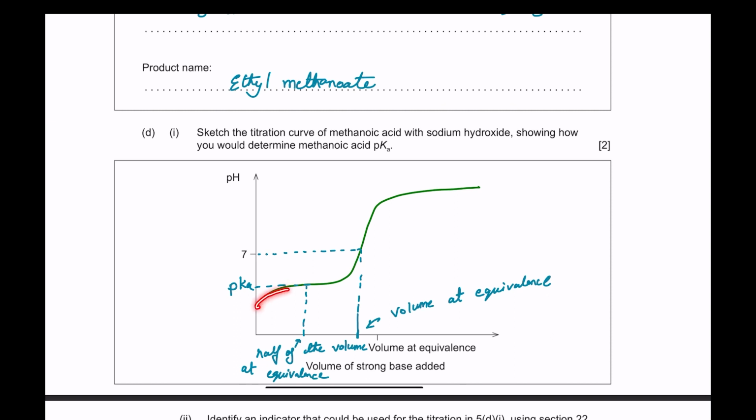Now, as it is a weak acid, strong base titration, around 7 the curve will increase very steeply. So we can find the volume at equivalence, that is the volume when the pH exactly becomes 7, and then we have to find half of this volume. So if this volume is 35, we have to go to 17.5. The value of pH at half of the equivalence volume will give you the pKa. So again, we find the volume at equivalence, and half of this volume will give you the pKa value. And that's how we calculate the pKa.